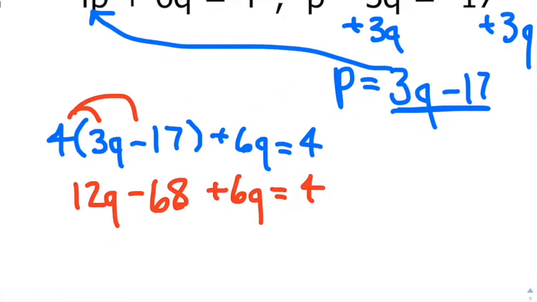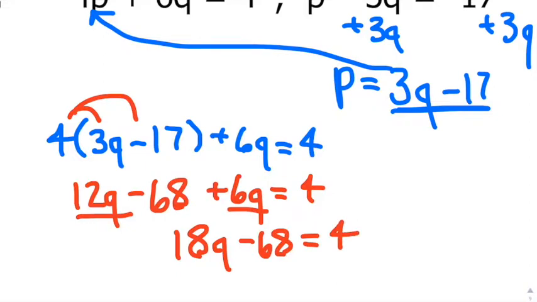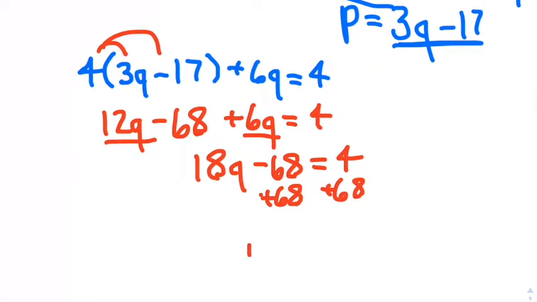Okay, and then I guess we will combine our like terms, all those q's right there, so that's 18q, and then that equals 4. And we're going to add 68 to both sides. So it'll be 18q equals 72. Let's see, 72 divided by 18 is 4, yep. So q is equal to 4.